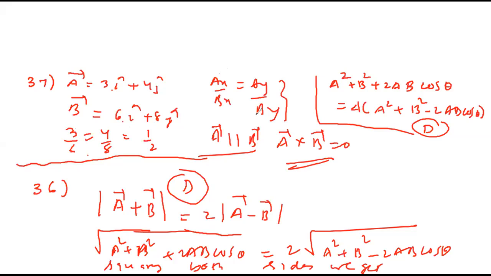And parallel means the ratio of the coefficient of I should be the same as J, same as K. K is not here, so no need to take that. That means 3 upon 6 is 4 upon 8, which is half. Therefore, the vectors are parallel. Parallel means cross product 0. Cross product 0 is coming in option A. A is the required one.